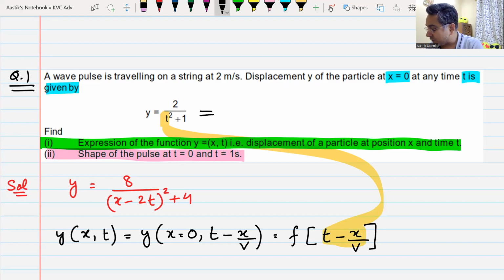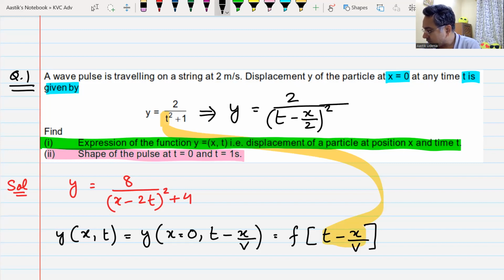So the equation of the wave simply becomes y equal to 2 by, in place of t, you have written it as x minus vt. Doesn't matter. I could have written it like this: t minus x by v, t minus x by 2. You understand? Velocity is 2. Yes, sir. (t minus x by 2) square plus 1 is the same answer. If you solve it, you will get the same answer.